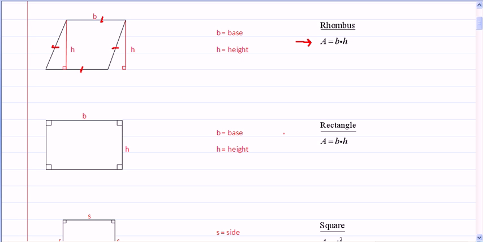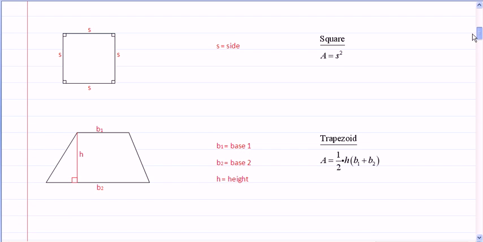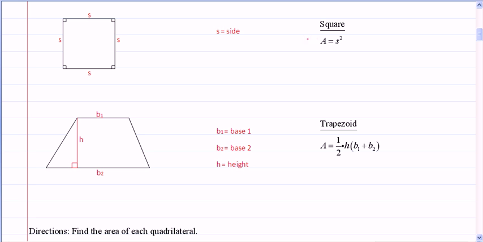The next quadrilateral is a rectangle, and area is base times height, so we just want the top or the bottom, or one of the two sides. And then in a square, because you have four equal sides, the area is just side squared. So just take one of the sides and square it.